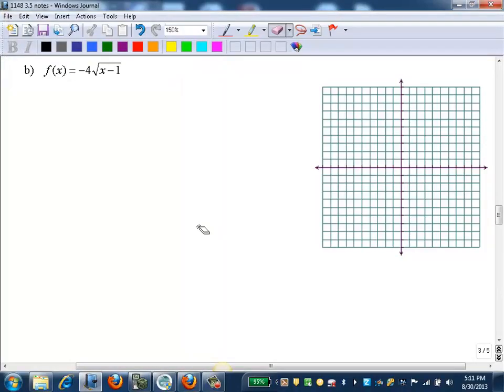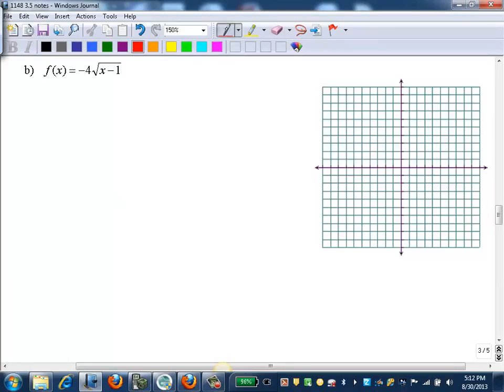In this example, we're given the function f of x equals -4 square root of x minus 1. The instructions first ask us to list the transformations that have occurred in the parent function of this graph to result in this new function. So first we want to identify our parent function. If you cover up all the numbers, cover up the -1, cover up the -4, you're left with a square root of x. So that's our parent function.